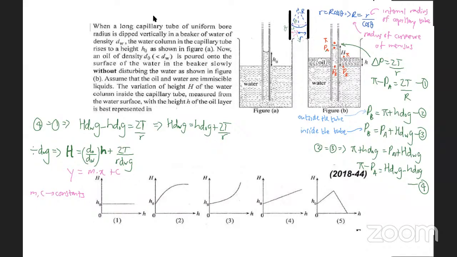2t over R. 2t over R is supposed to be capital R, no? Right, okay. Yeah, capital R here, sorry. And yes, of course, this 2T over capital R dWg is H naught. That is the equation for H naught. This is our H naught. So that's why all the graphs are starting from H naught.